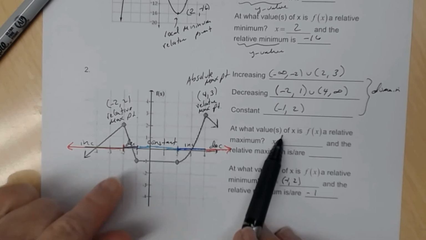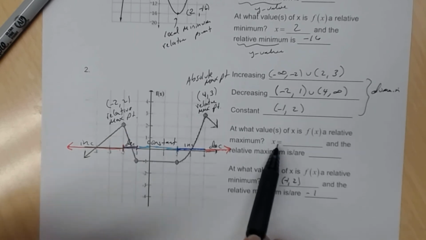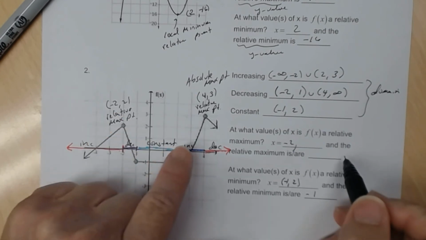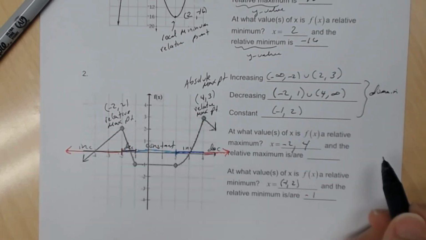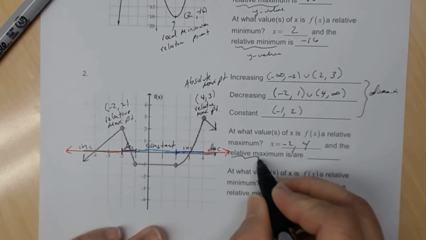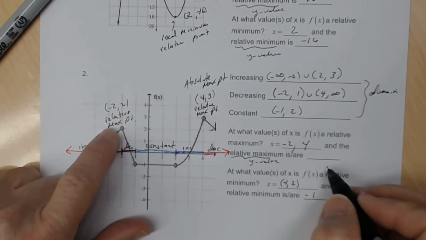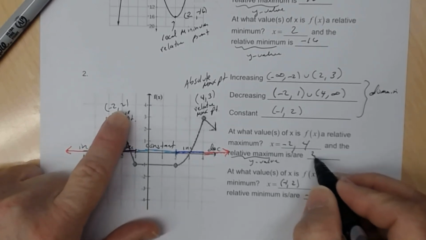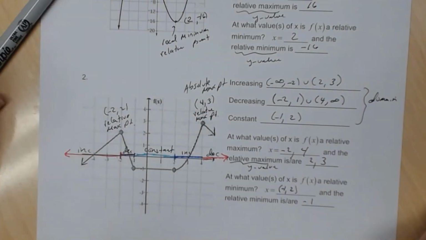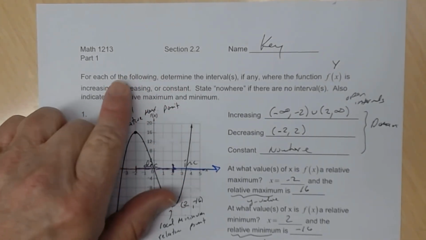So over here, where's a relative maximum? So the relative maximum occurs at two x values, at x equal -2, and the other one is at x equal 4. And the question is, what is the relative maximum? So we're talking about the y values here. Well, this y value is a +2, and this y value is a +3. All right. Okay, so that takes care of the key to worksheet 2.2, part 1.